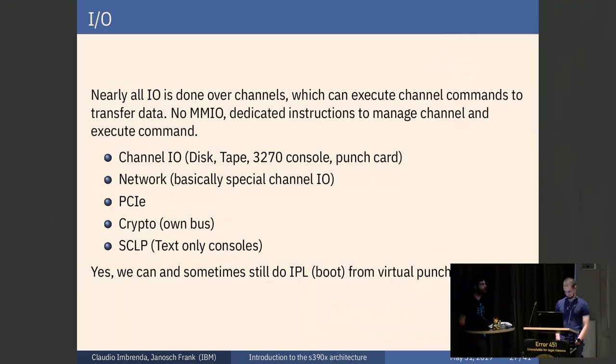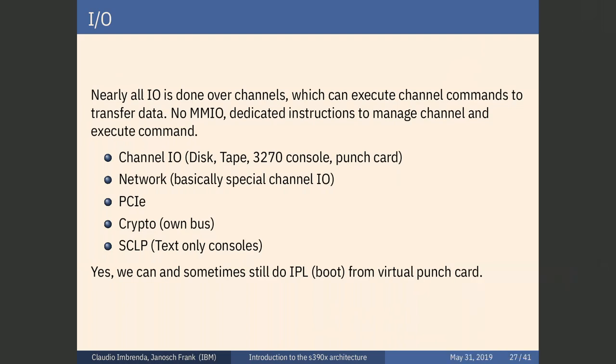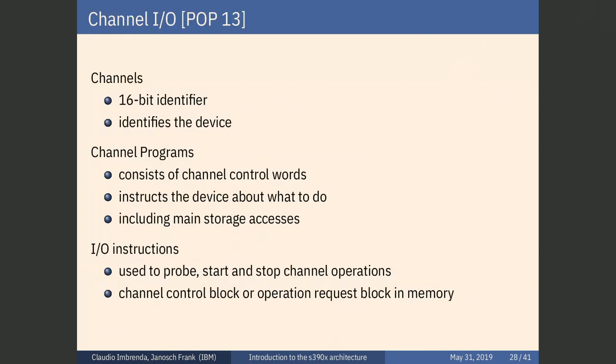I/O? We don't really have memory mapped I/O, we have channel I/O. Very interesting stuff. Normal channel I/O is basically disk, tape, 3270 console, and punch card. Network is a bit of a special I/O, they have their own instructions for that. We have PCI Express, we have crypto cards on their own bus, and we have text consoles in ASCII and EBCDIC. Yes, wonderful. And we still do IPL, which means boot, from virtual punch cards sometimes, regularly.